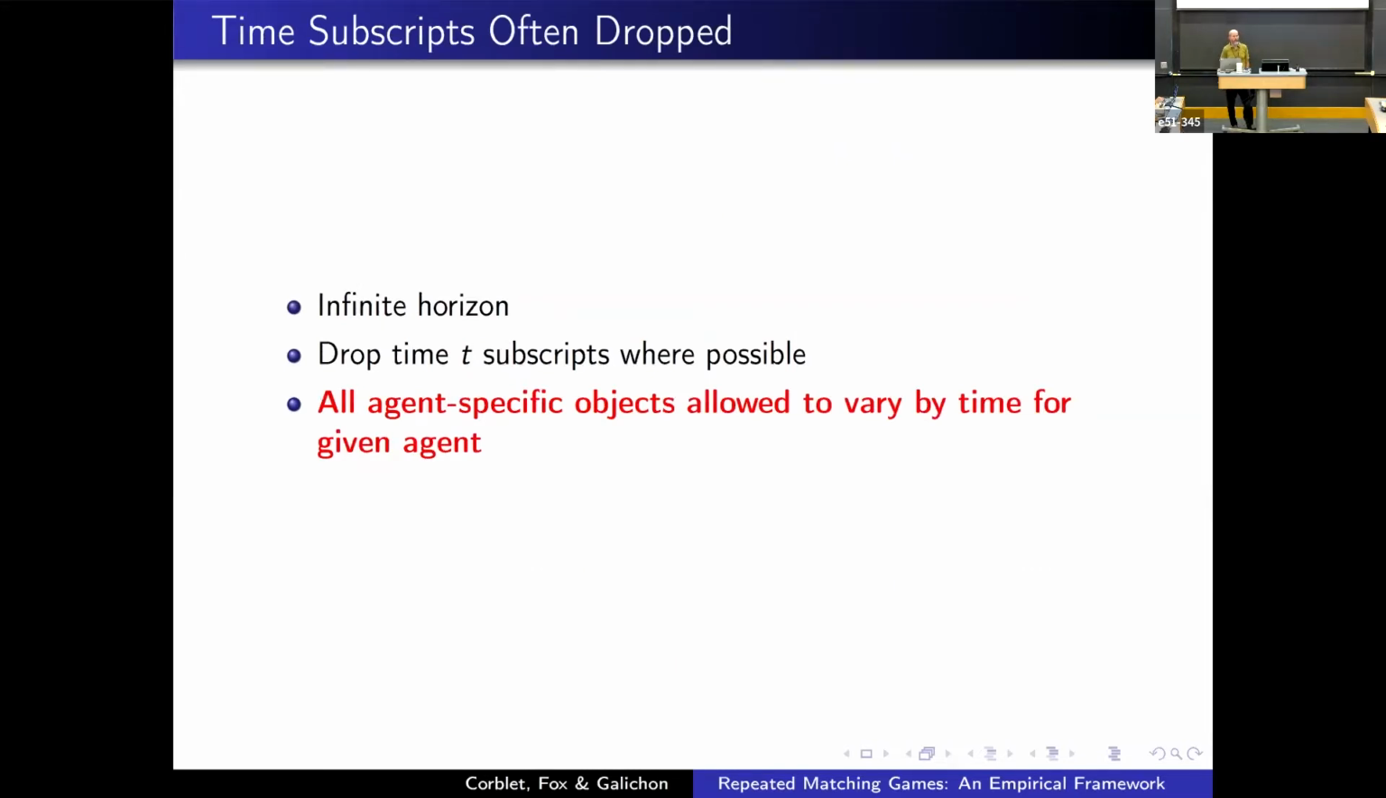We've had some finite horizon stuff. I don't think things are radically different. We'll drop time subscripts where possible. This is the Bellman equation without the t subscripts floating around everywhere. But that doesn't mean that if I don't have a t subscript, something is not varying by time. If you don't know whether something is varying by time, it probably is varying by time.